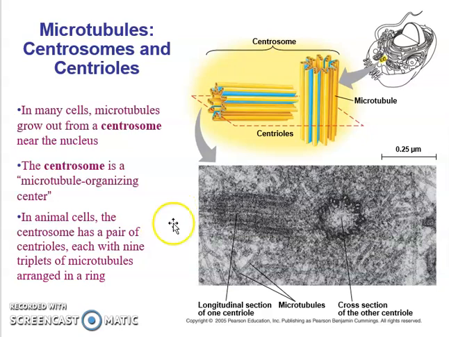So in animal cells, the centrosome has a pair of centrioles. Okay, so don't get confused between the centrosome and centrioles. Centrioles make up the centrosome. So in other words, the centrosome is really kind of like the point where these two structures occur. And the way that this is arranged is what we call the 9 by 3 arrangement.